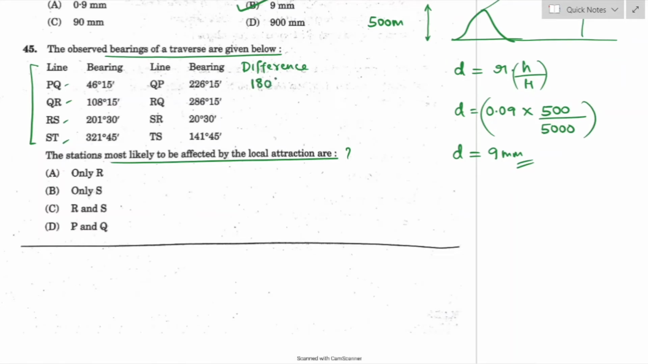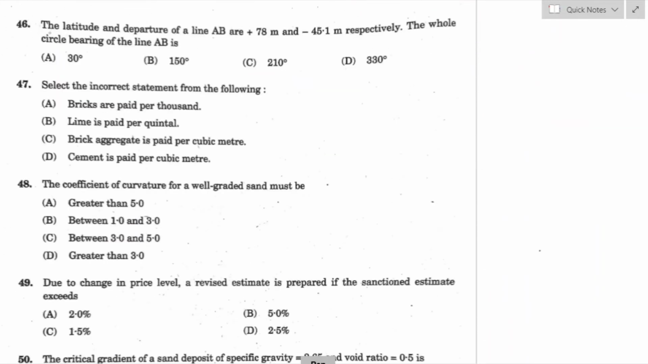For line PQ it is 180 degree, which is free from local attraction. For QR it is 178 degree, so it is affected by local attraction. For RS it is 181 degree, so RS line is also affected by local attraction. For ST it is 180 degree, so it is free from local attraction. So lines QR and RS are both affected by local attraction, which means that the station at R is likely to be affected. So only R station is affected by local attraction. Option A is the right answer.